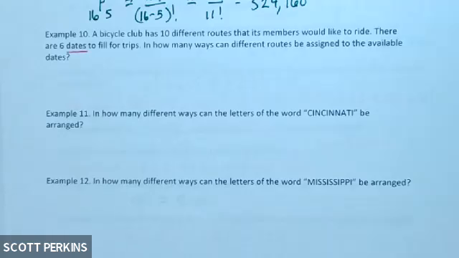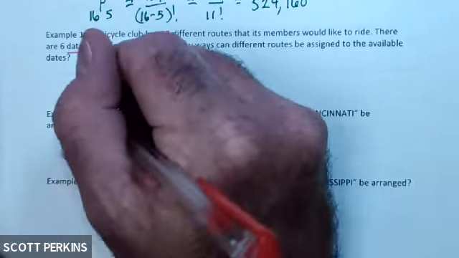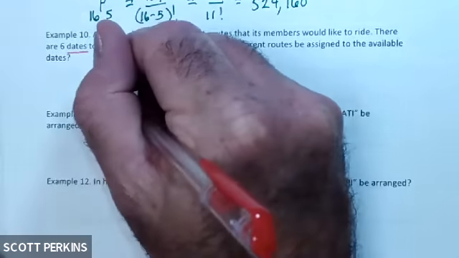I'm not just picking. It's not saying there are 10 different routes and they just want to pick 6 of them to go to. If there was no ranking, no hierarchy, no order like dates, then that would be something different. If I'm just saying I want to pick 6 of them and then we're going to go to those. This one we're assigning to specific dates. That's why order is important. All right, so it's a permutation problem. Order is important on this one. I have 10 objects. I'm choosing 6 of them.